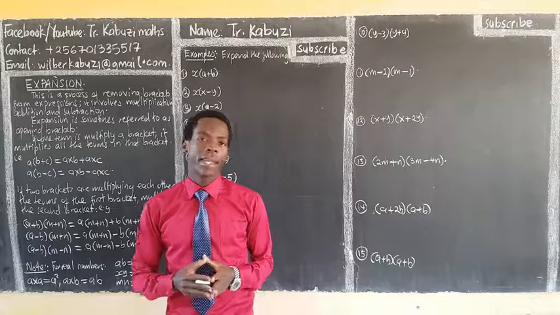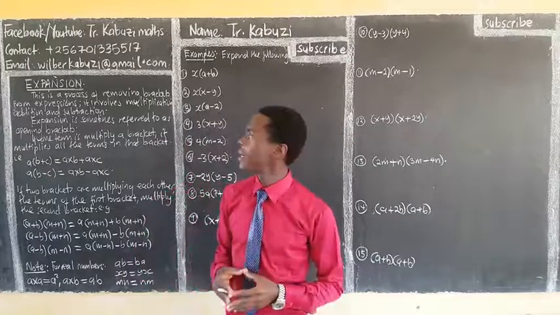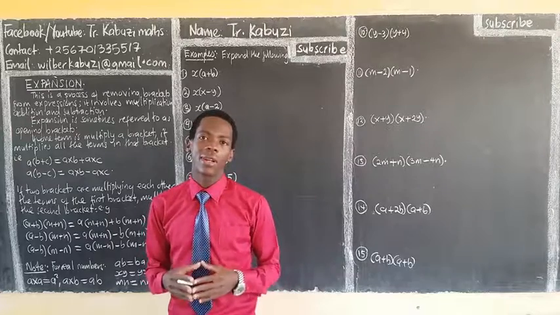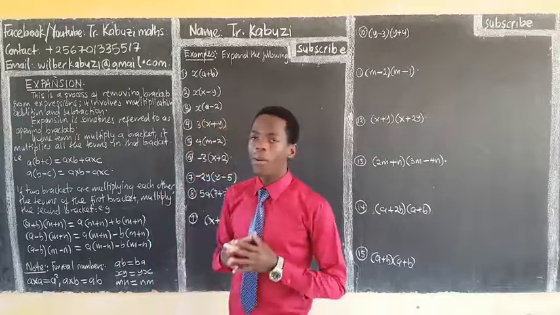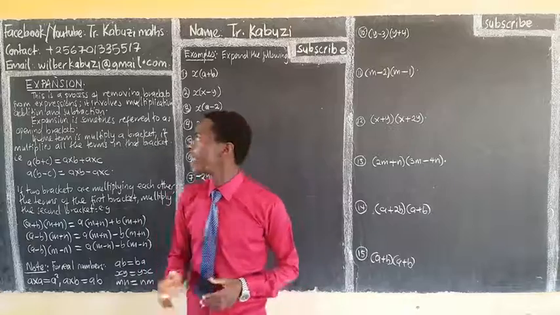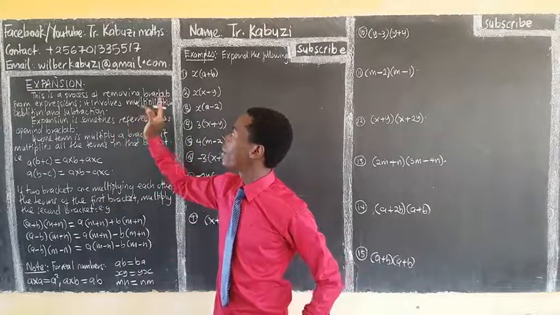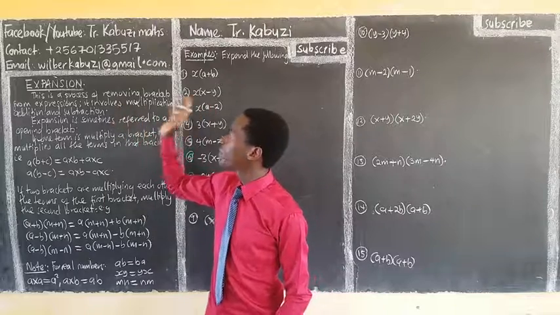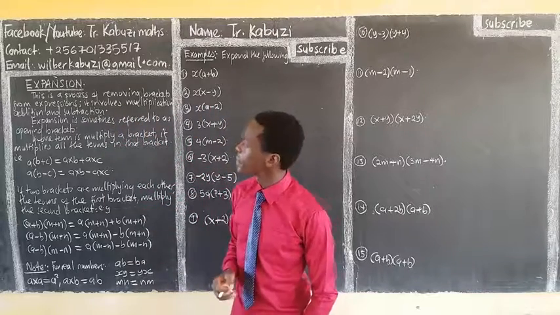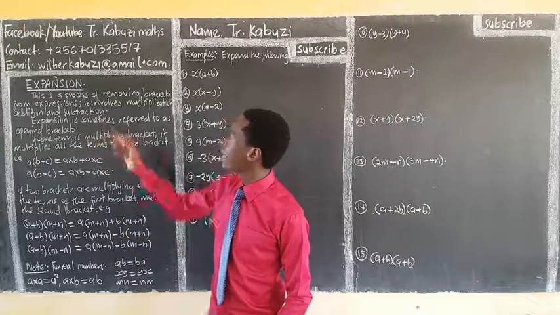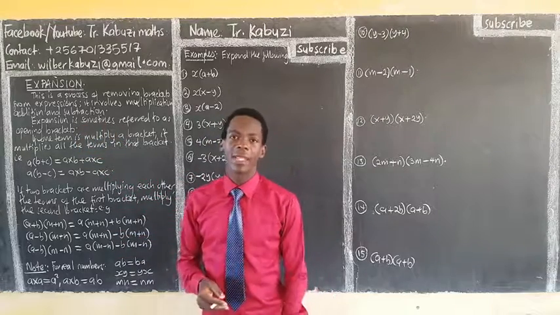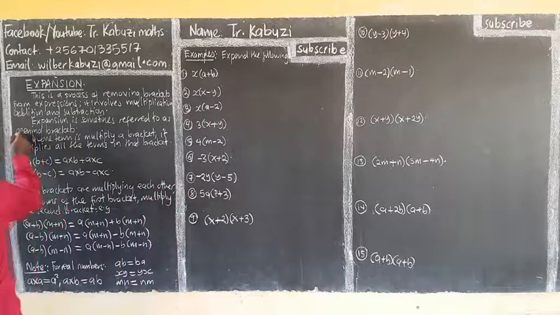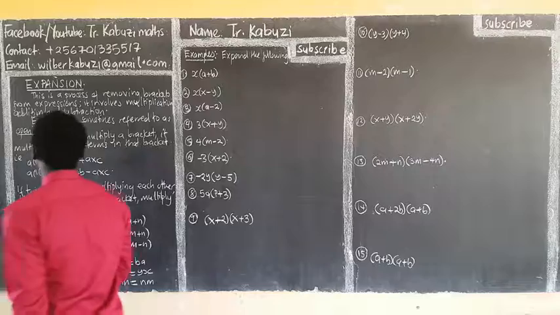Okay, this is a subtopic in quadratic equations, where you need to expand so that you can go and handle quadratic equations. So, what does the word expansion mean in mathematics? This is the process of removing brackets from expressions. It involves multiplication, addition, and subtraction. Expansion is sometimes referred to as opening brackets. Whenever you see someone telling you to open brackets, in simple terms, it's telling you that you are going to expand.